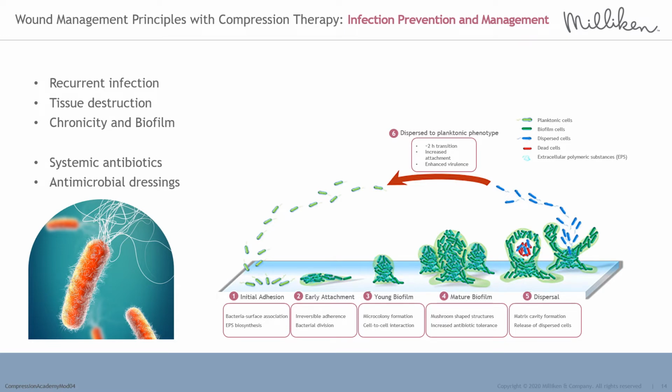Stage 4, you can see the mature biofilm. It's now a mushroom-shaped, usually polymicrobial. The mature biofilm is increasingly resistant and difficult to eliminate with antimicrobials and even antibiotics. At stage 5, you can see that the biofilm disperses itself and commences what we call a reseeding process. This cycle then starts again.